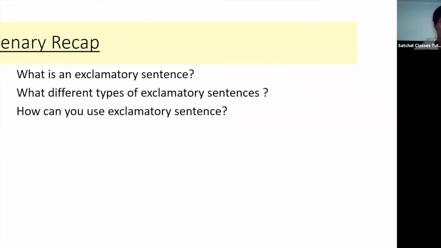So let's quickly recap what we've learned. What is an exclamatory sentence? It's a sentence that expresses strong emotion and it ends with an exclamation mark. What are the different types of exclamatory sentences? Exclamatory sentences beginning with how, what, that, and exclamatory sentences that contain so and such. And how can you use exclamatory sentences in your work? Well, you use them to add intensity of emotion, variety, and emphasis.